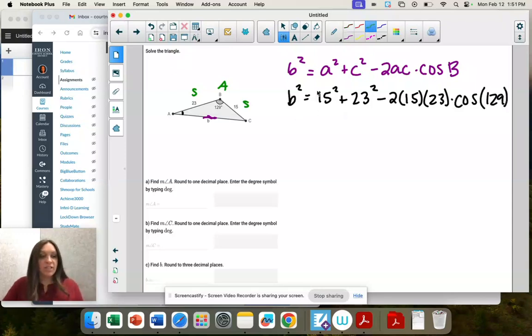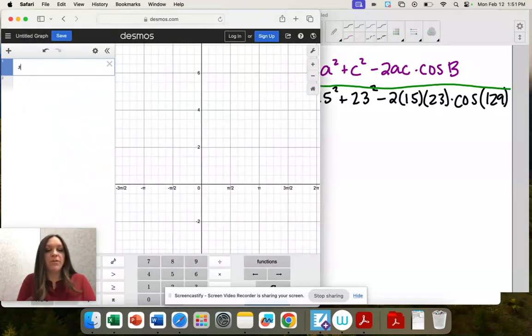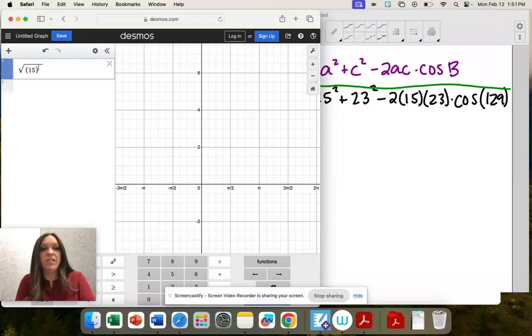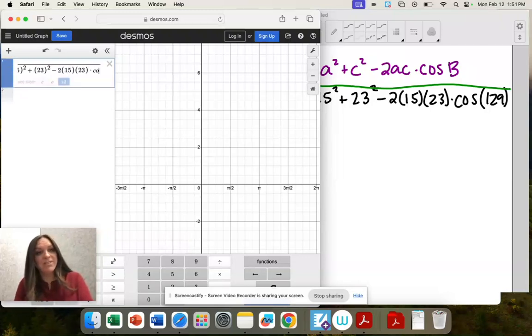And I'm going to save a step here. We want B, not B squared. So when I enter that, I'm going to put it all under a square root. Then we'll just have B. So square root of 15 squared plus 23 squared minus 2 times 15 times 23 times cosine of 129. It's really long, but that's our answer. We just have to type it in.